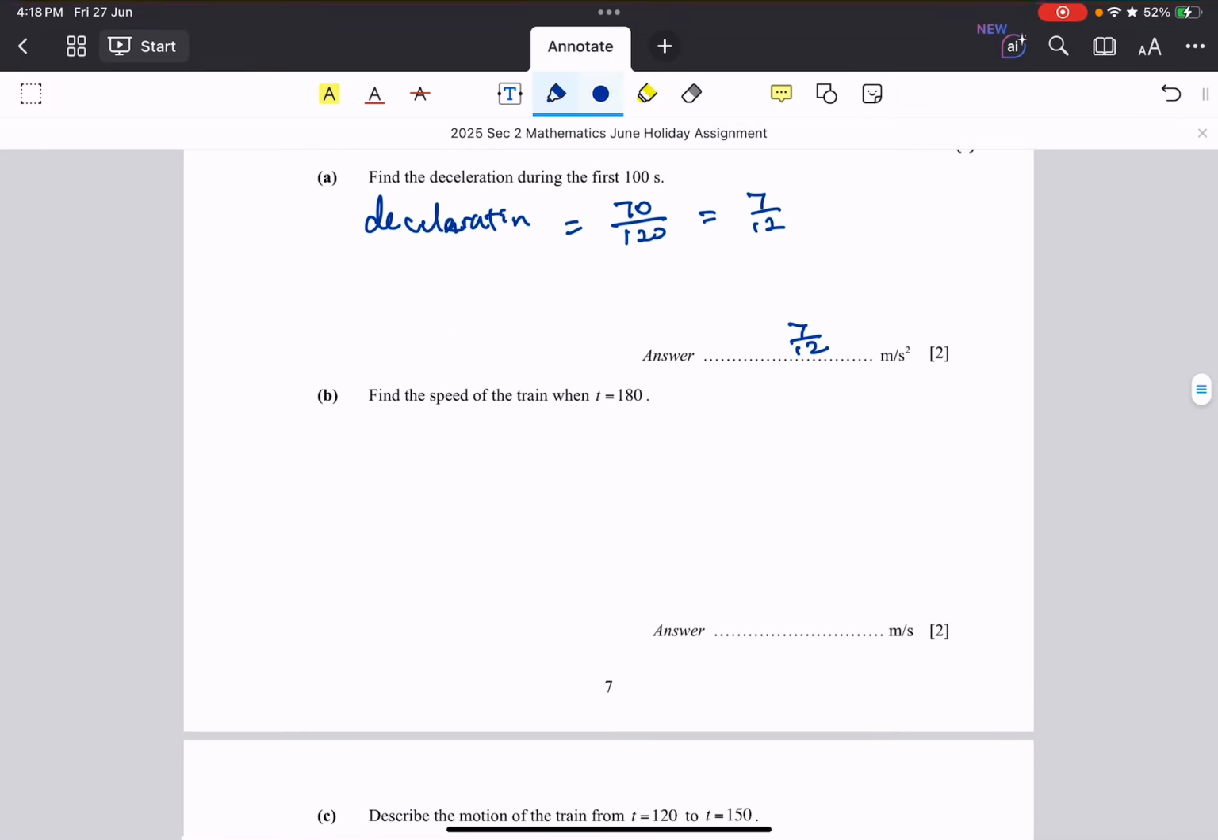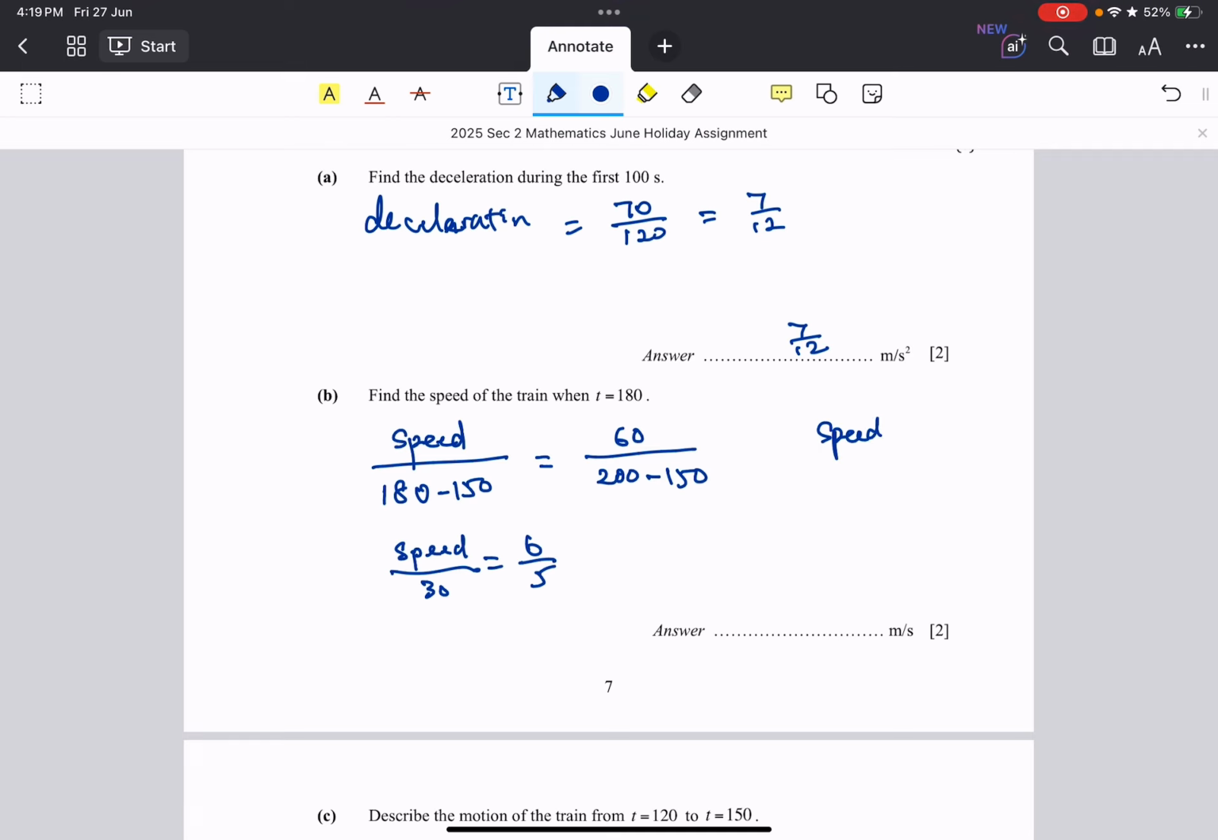Then the speed of the train when t is 180, right? So this one, okay, we can also again use the similar triangle to just compare, or gradient to just compare. So the speed over, well, 180 minus 150 is equal to 60 over 200 minus 150. Okay, so from here the speed over 30 equals 6 over 5. So speed is equal to 6 over 5 times 30, which gives us 36. So that's 36.